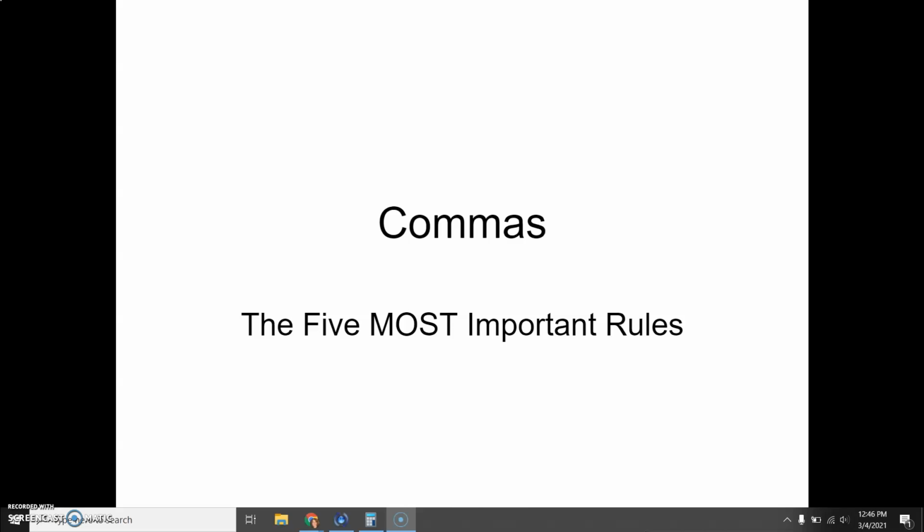And one big piece for the English section of the ACT is an emphasis on commas. So we're going to talk about 5 important comma rules. Today we're just going to cover 3 of them, and then you're going to do an exercise to practice. So let me walk you through some of those.